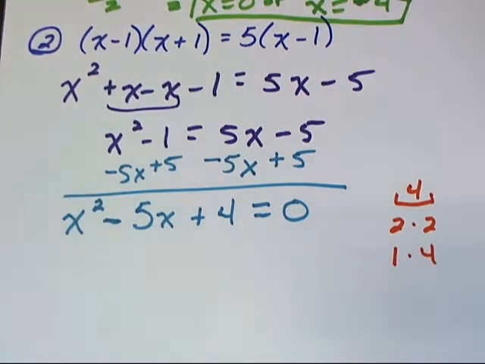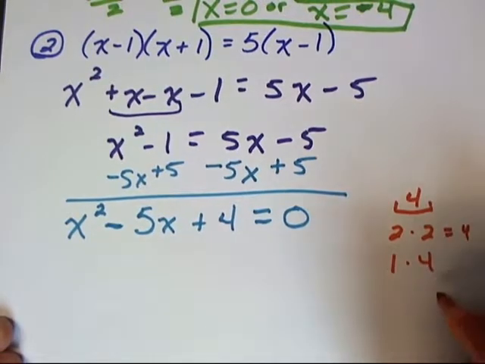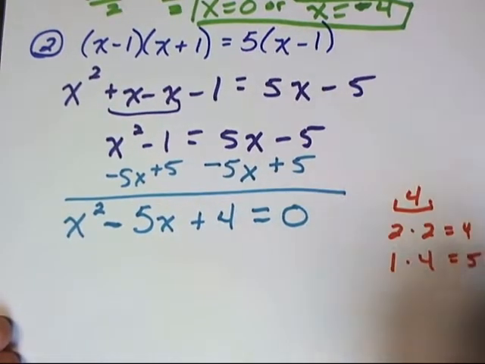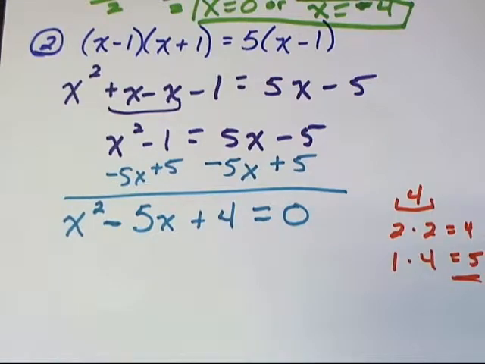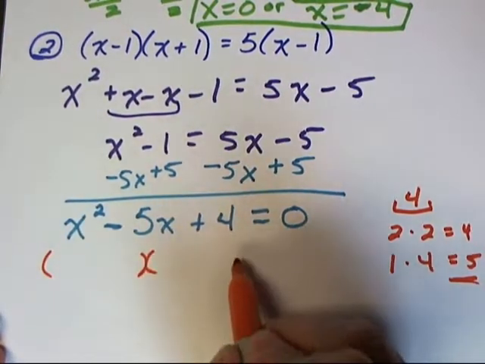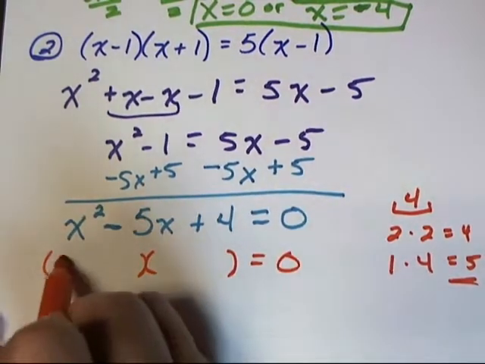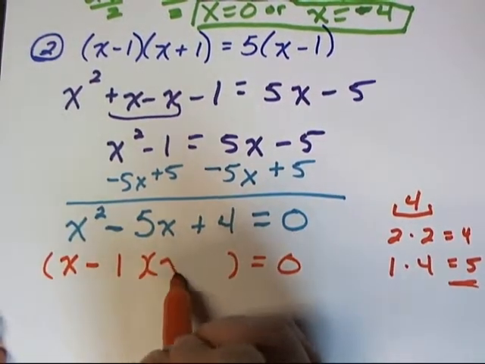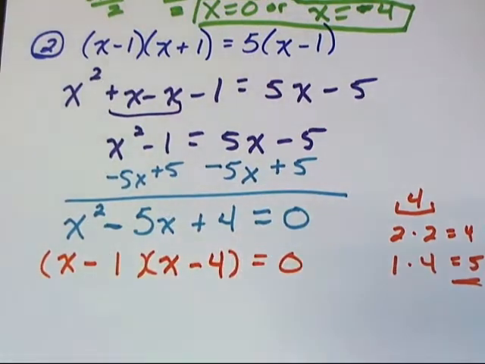If we add those together, we see that 2 plus 2 is 4, and 4 plus 1 is 5. Here I get my number of 5. To make it negative, I'm just going to have to put both numbers as negatives. So it factors to x minus 1 times x minus 4.